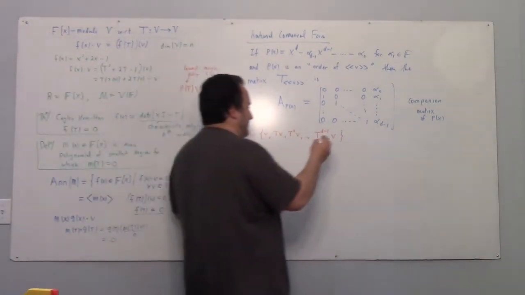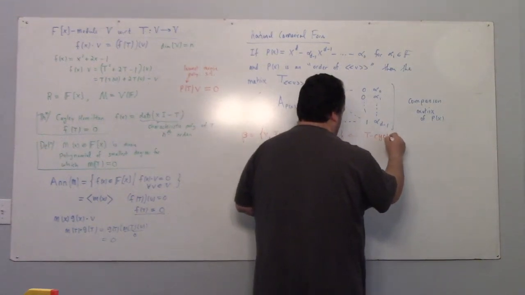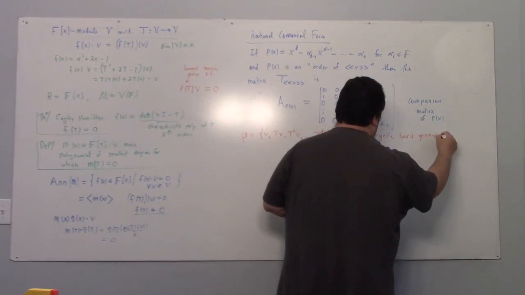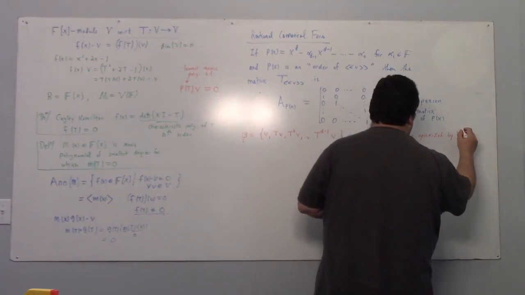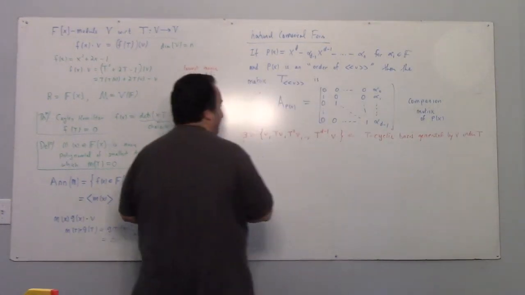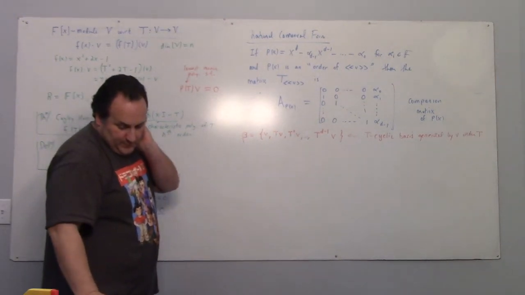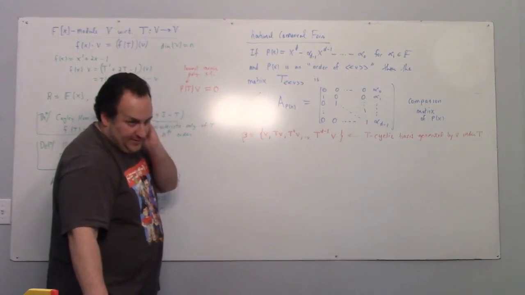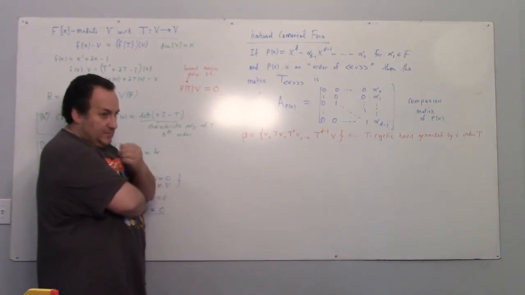This is the T-cyclic basis, the T-cyclic basis generated by v under T. There may or may not exist a T-cyclic basis for the entirety of your vector space for a given transformation.